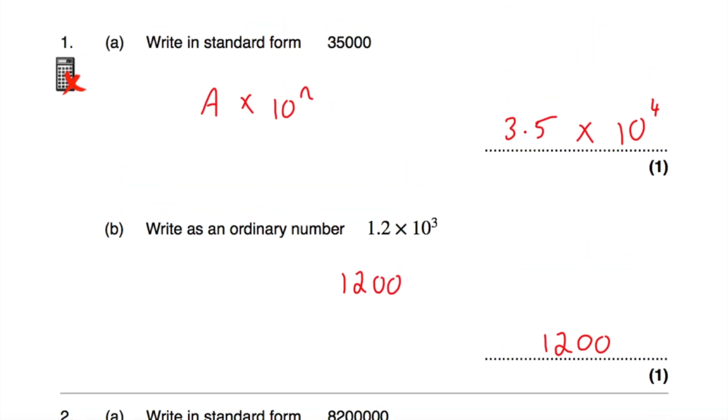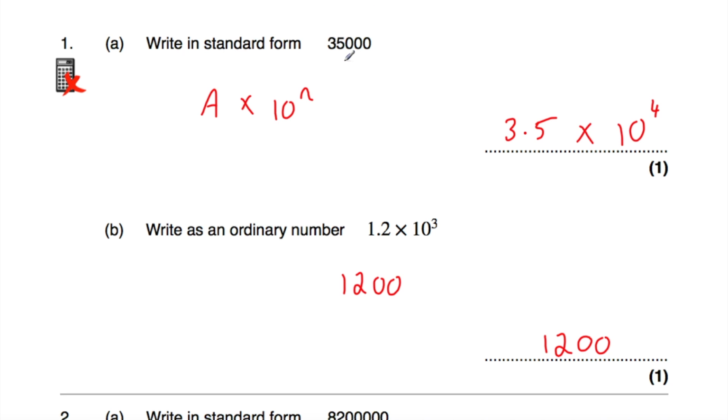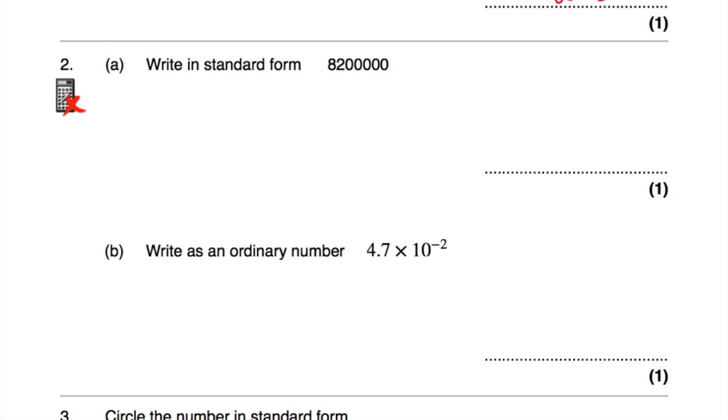Just to recap part A, if we had 35,000 and we wanted to write that in standard form, I'd write 3.5 because that's a good number to choose between 1 and 10. And then if we've got 3.5, we'd need to move those digits 4 columns to the left to get 35,000. So that'll be times 10 to the power of 4. Okay, now let's have a look at our next question, question number 2.